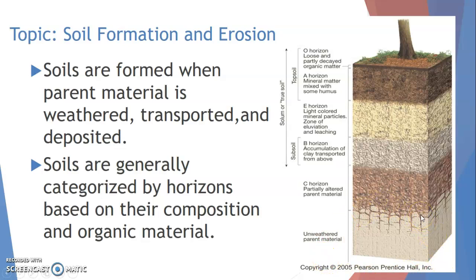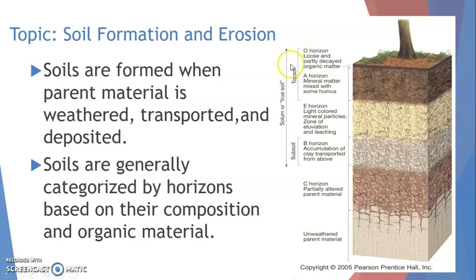So remember when a primary succession happens and there's no soil at all and everything gets wiped out, this is what you're left with. Okay, so this is step one. So then we have our C horizon, which is partially altered parent material. Your B horizon has an accumulation of clay. Your E horizon has light colored mineral particles. And then your A horizon has mineral matter mixed with some humus. And then your O horizon has loose and partly decayed organic matter. So if you can just remember, O for organic is your organic matter.